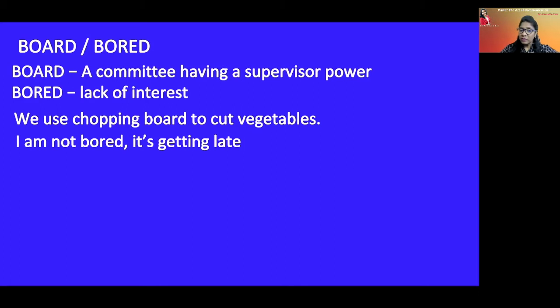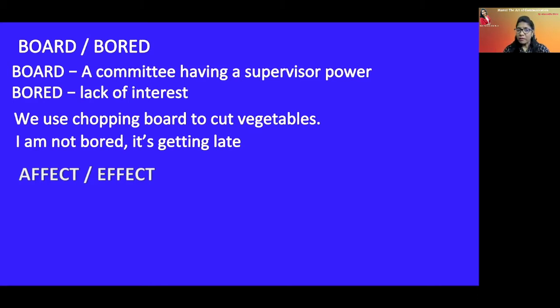Like I got into the bus, or you can say board in, I board the bus, whatever. So bored is the lack of interest. I'm not bored. It's just getting late. And affect and effect, most of them have this confusion.